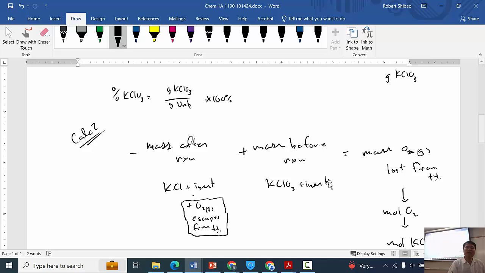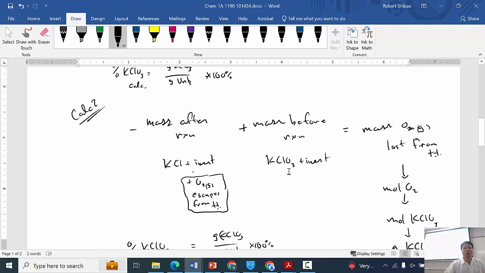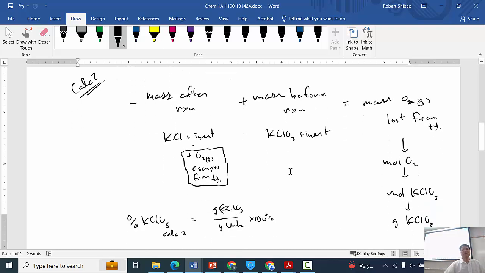And then we're going to compare the percent that we calculated from calculation 1 versus the percent we calculated from calculation 2. Calculation 1 and calculation 2 should give us this exact same percentage KClO3. And so let's see how close they come out. Most people get it pretty close, you know, not exact, but pretty close.